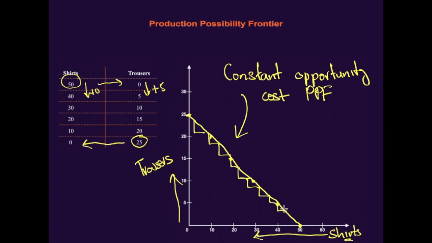So this is a very simple example, and we will now look at a curve where there is an increasing opportunity cost for the PPF, which really depicts reality, and we will also discuss why it is so.